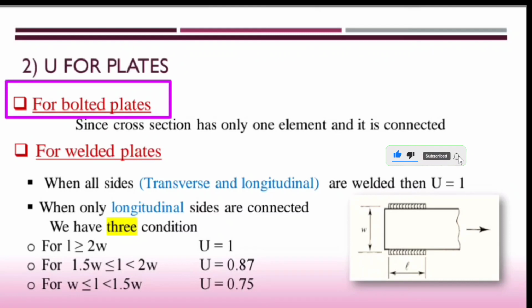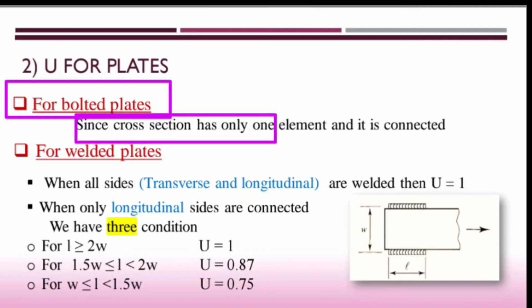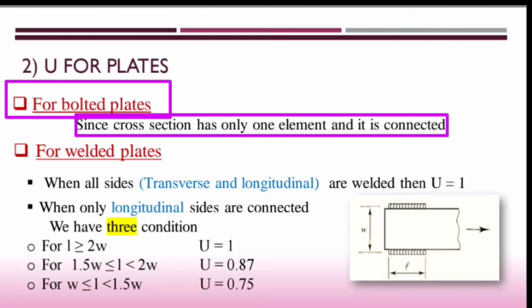When the plate is connected with a gusset plate or other elements by a bolted connection, and if it is welded to other elements with a welding connection, so there are 2 categories further in plates. One is bolted plates and another is welded plates. First is bolted plates. For bolted plates, since the cross section has only one element, all elements are connected, so for this U will be equal to 1.